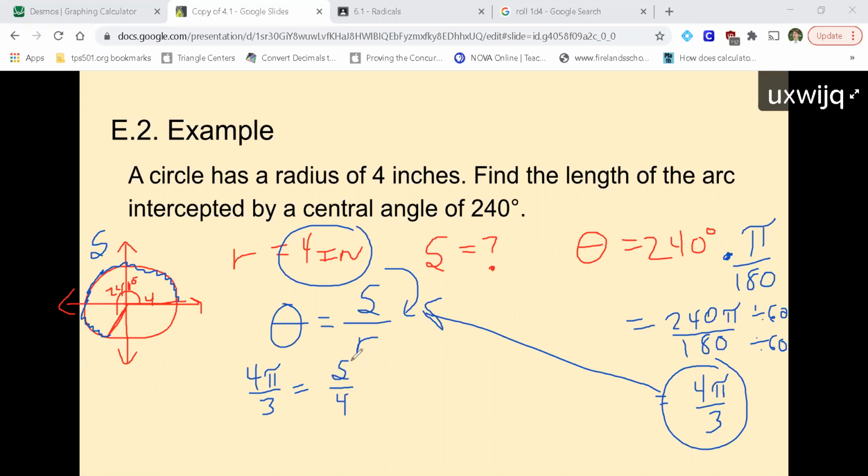To solve this for our arc length s, we need to get rid of this divide by 4. So multiply both sides by 4 to get s is equal to 16 pi over 3 inches, which is about 16.775.